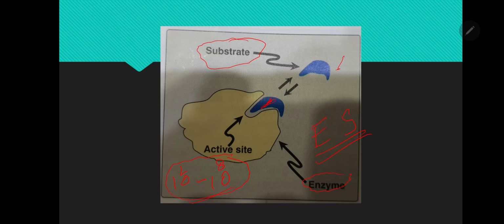There is one definition required here, that is the turnover number. What is this? It is the number of molecules of substrate converted to product per enzyme molecule per second. This is the definition. When you talk of the properties, you may sometimes be asked for the turnover number.